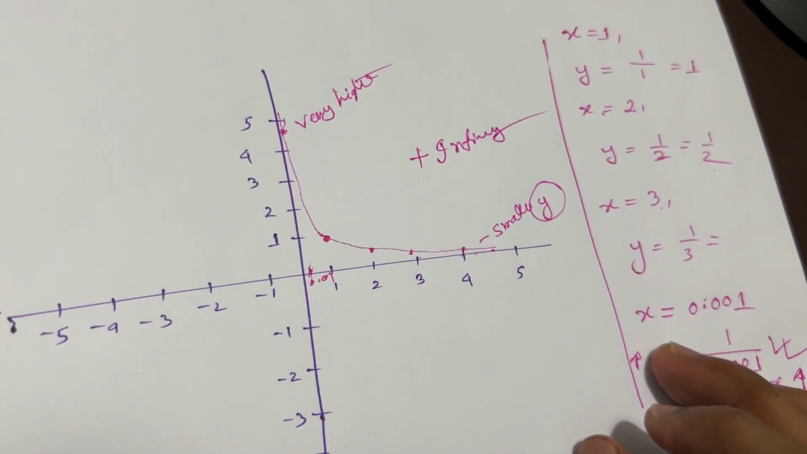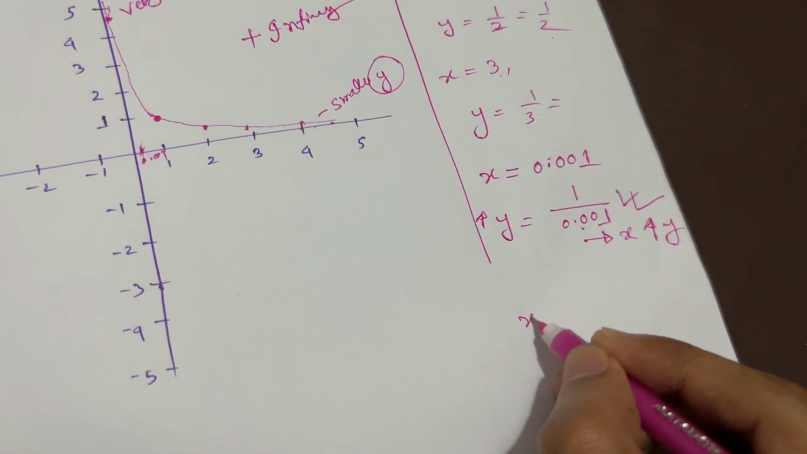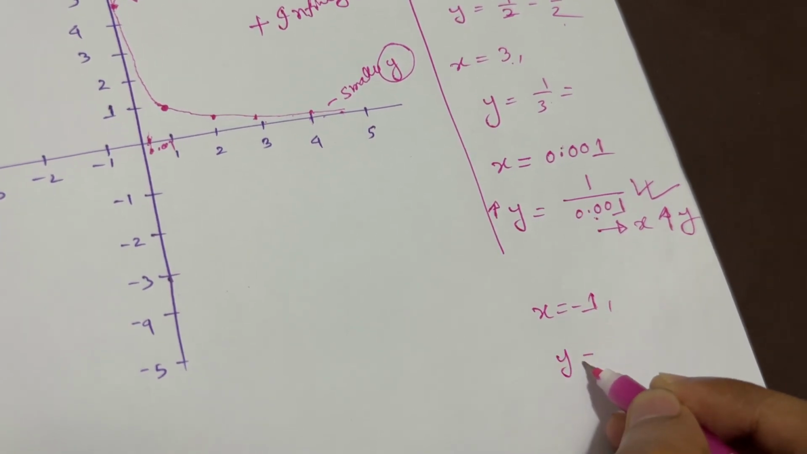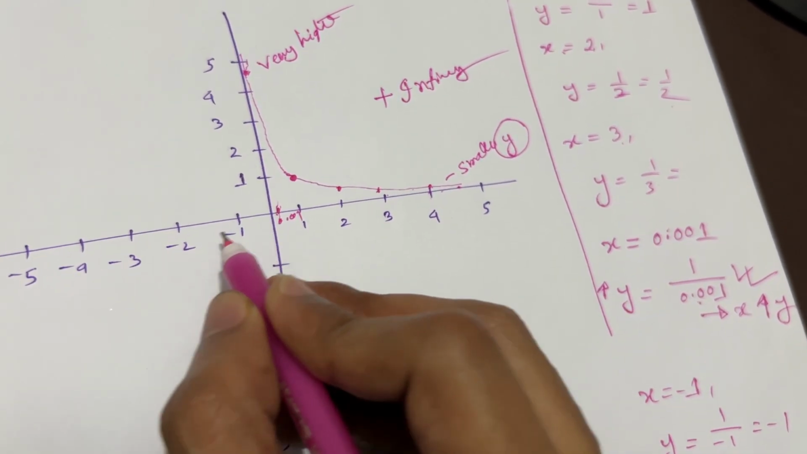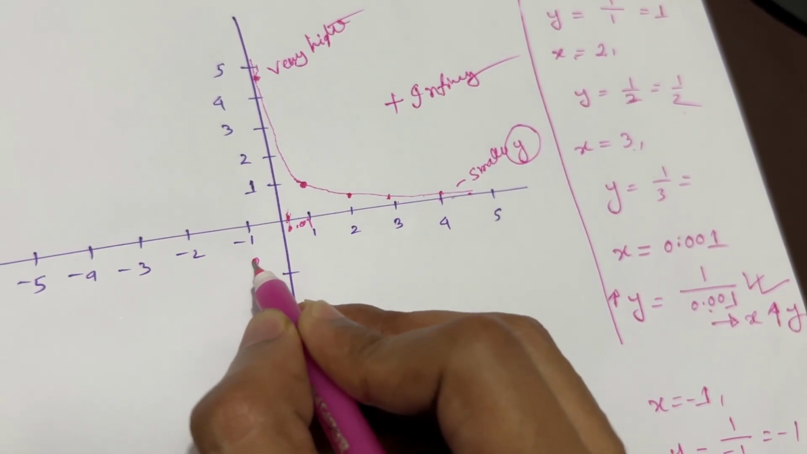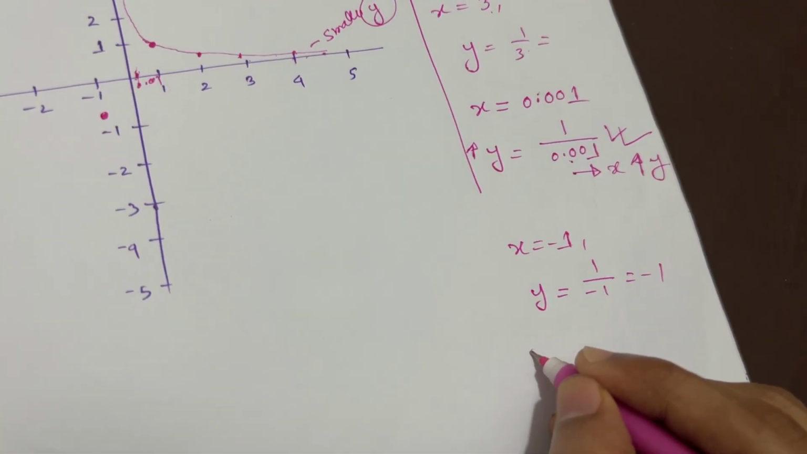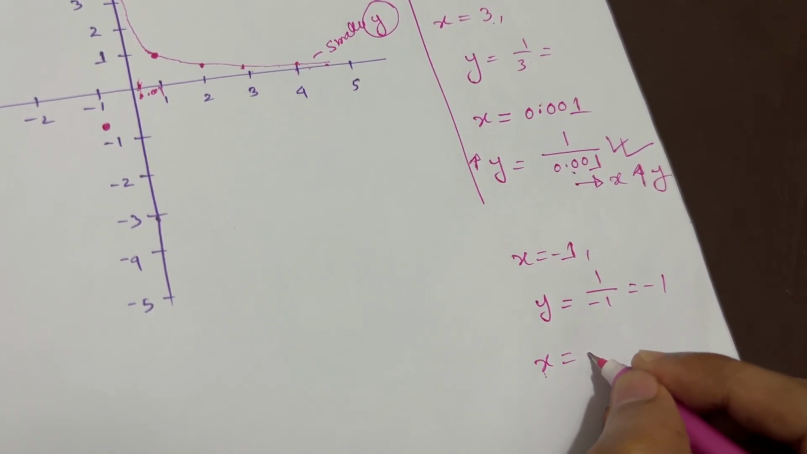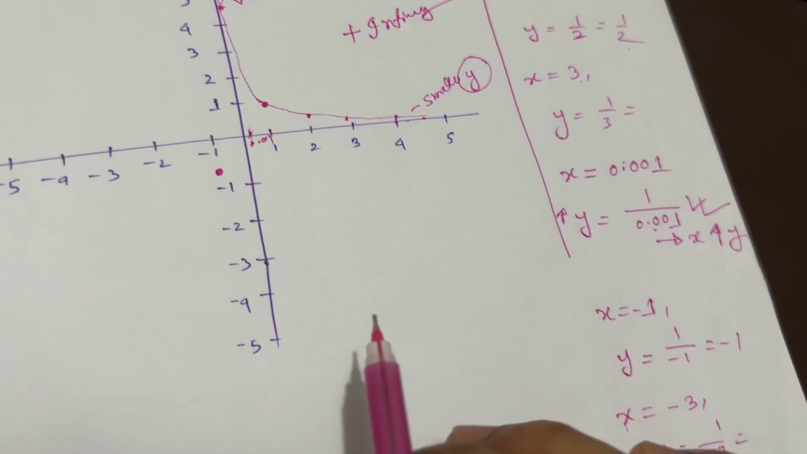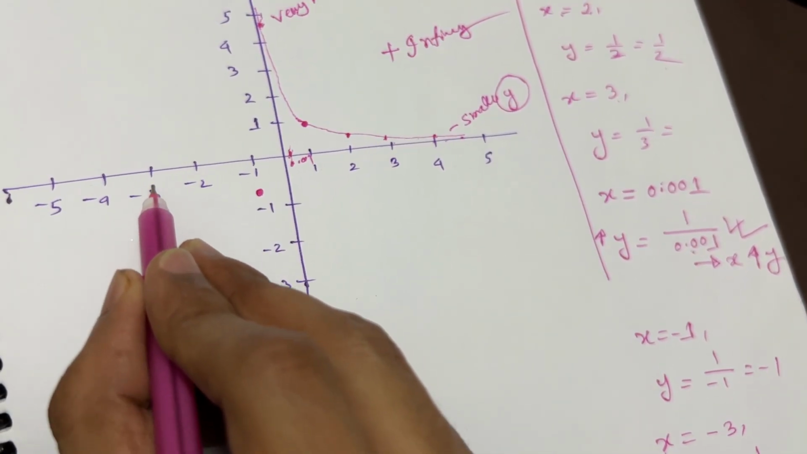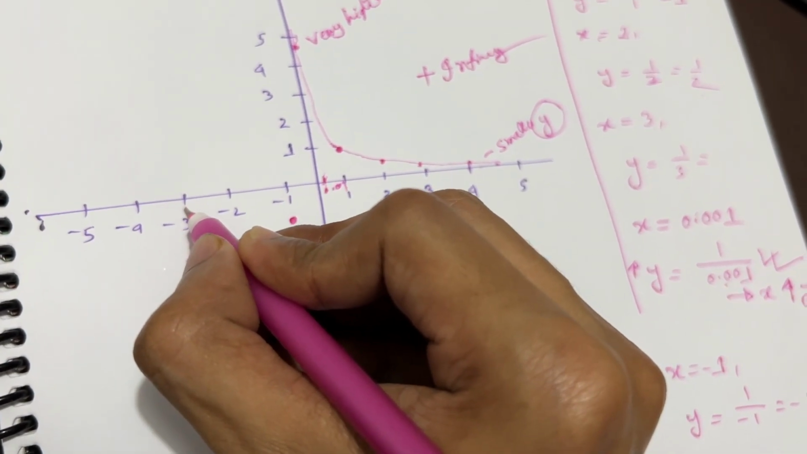Okay, and this also works for the negative values as well. So if I put x equals -1, y would be 1 divided by -1, which is -1. If the x value is -1, y is -1. It would be here, similar to this. But if I put x equals -3, y would be 1 by -3. Okay, x value equals -3, y value would be -1 by 3, which is here.